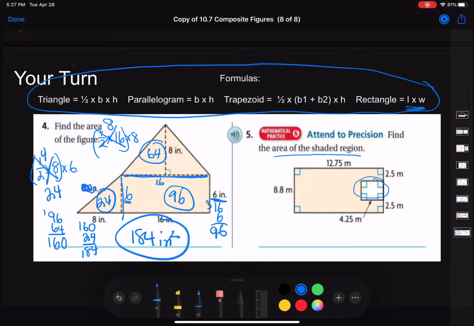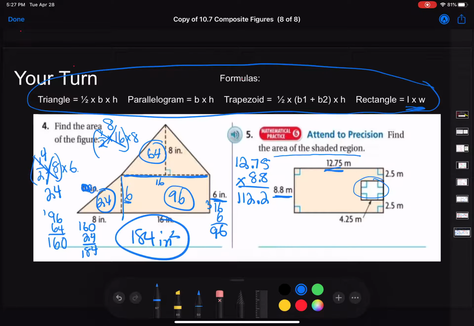Okay, so the first thing I want to do is my rectangle. So I'm going to do length times width. So you're going to do 12 and 75/100 times 8 and 8/10. So 12.75 times 8.8, and you're going to get 112 and 2/10.